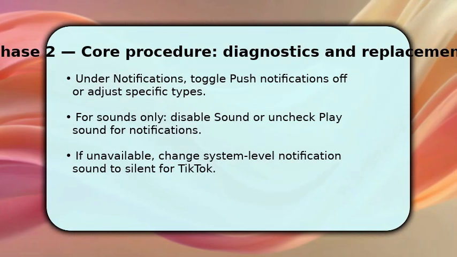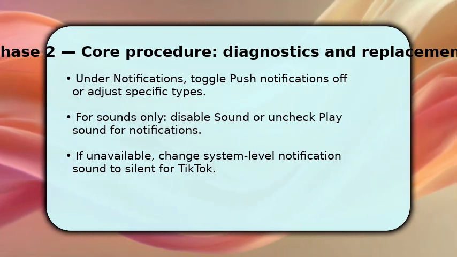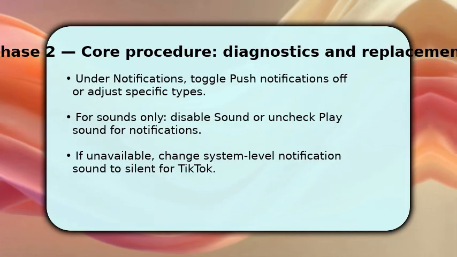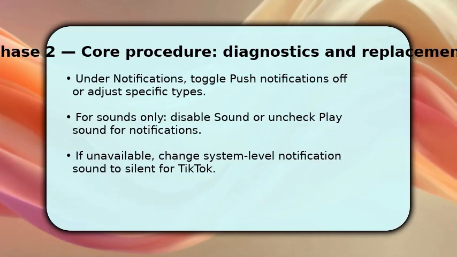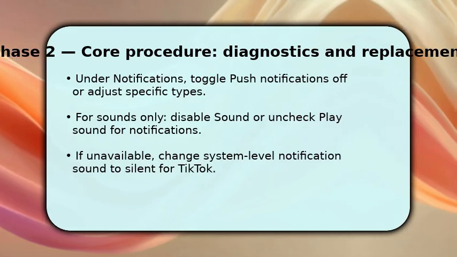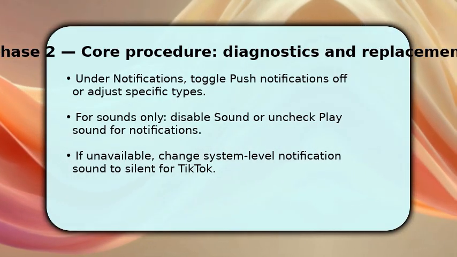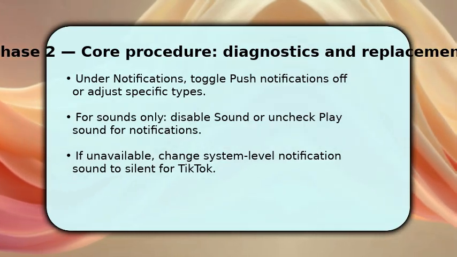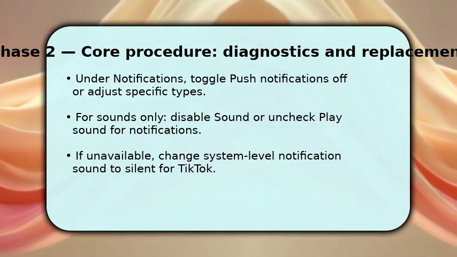Now focus on the sound option. In notifications, either turn push notifications off or, if you want alerts without sound, find the sound or play sound toggle and switch it off. You can also disable sounds for likes, comments, or messages individually. This gives control without muting every alert. If TikTok lacks an in-app sound switch, go to your phone's notification settings and set TikTok sound to none or silent, so the app still notifies silently.